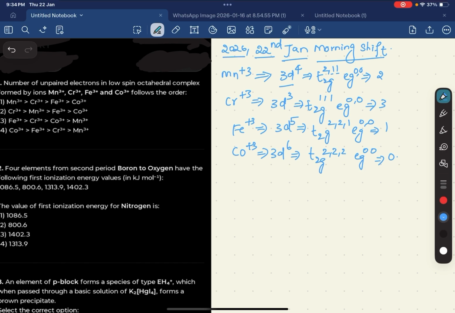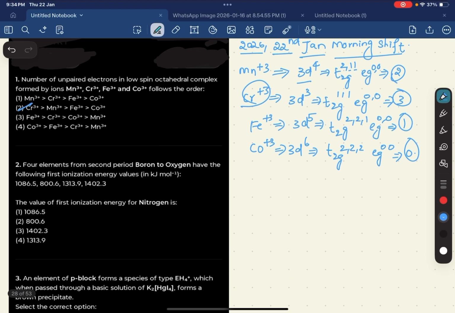Accordingly we can select the answer, which is having the number of unpaired electrons in low spin complexes. So the option is Cr3+ is greater than Mn3+, because Cr3+ has 3 unpaired electrons, Mn is 2, this is 1, this is 0. So coming to the second question.